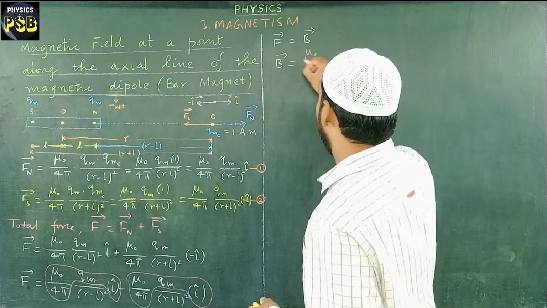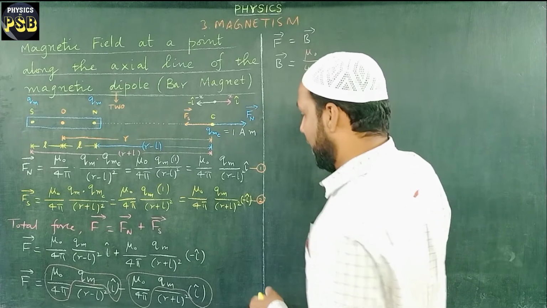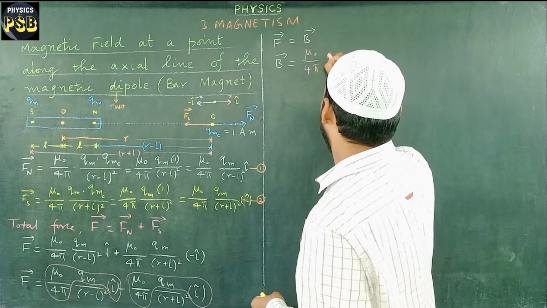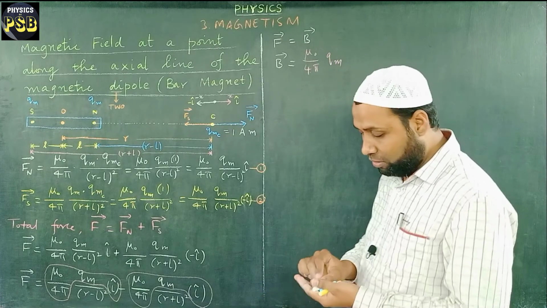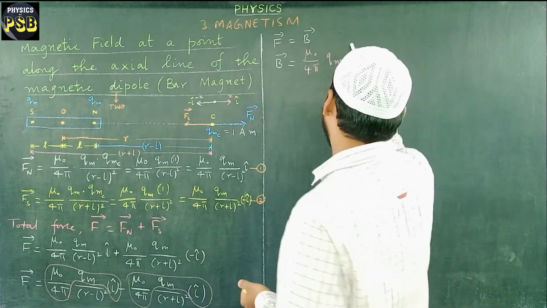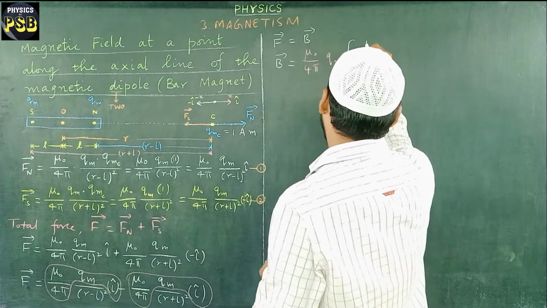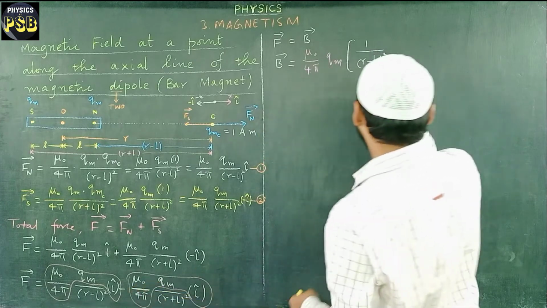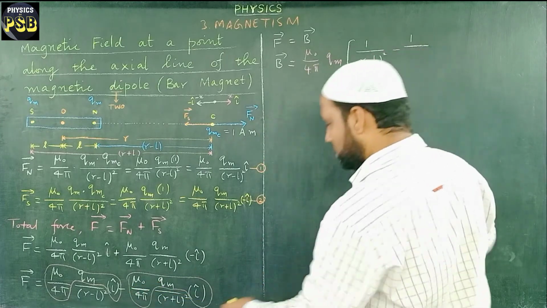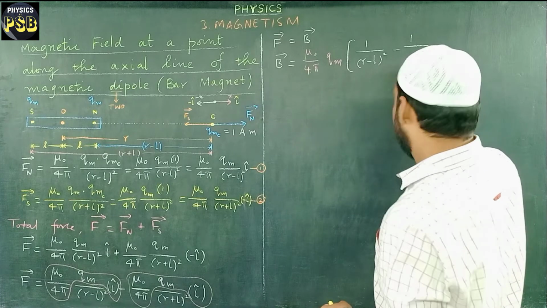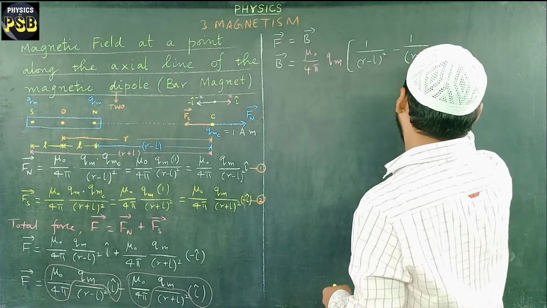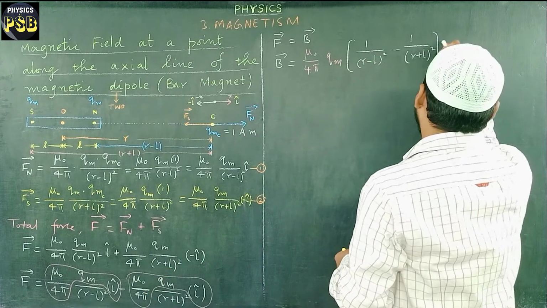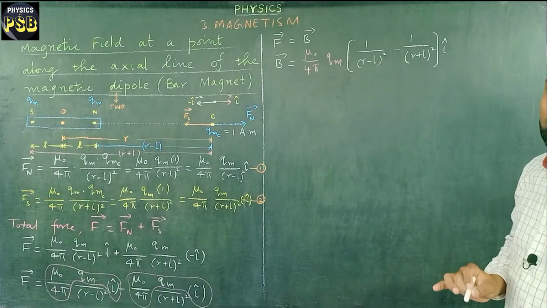Mu naught upon 4 pi, Qm is taken out. Then the remaining part is kept as such: 1 upon r minus l whole square, minus 1 upon, what is left here, 1 upon r plus l whole square. Then in both, i is common, so it is written here in this manner. I hope you have understood.